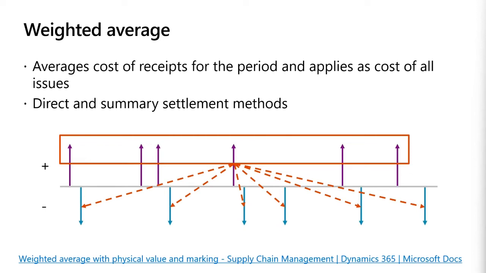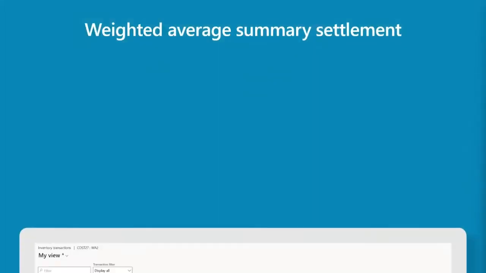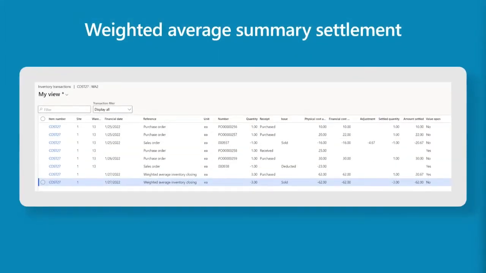When the inventory close is performed, there are two options for how the settlements can occur: direct settlement and summary settlements. We will show an example of these two options in the next slides. In this example, we have the same transaction set we showed earlier for FIFO, but in this case, the item is set up to use weighted average.